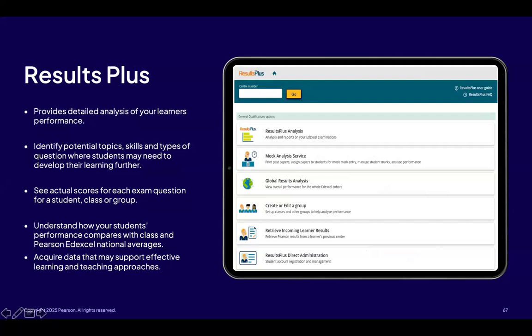We've got a Results Plus service. Really comprehensive mock analysis service. And those of you that have been with Pearson before, I wonder if we could check in the chat. Those of you with Pearson already, could you just indicate in the chat whether you've used Results Plus at all, just yes or no, or is this something that is new to you?